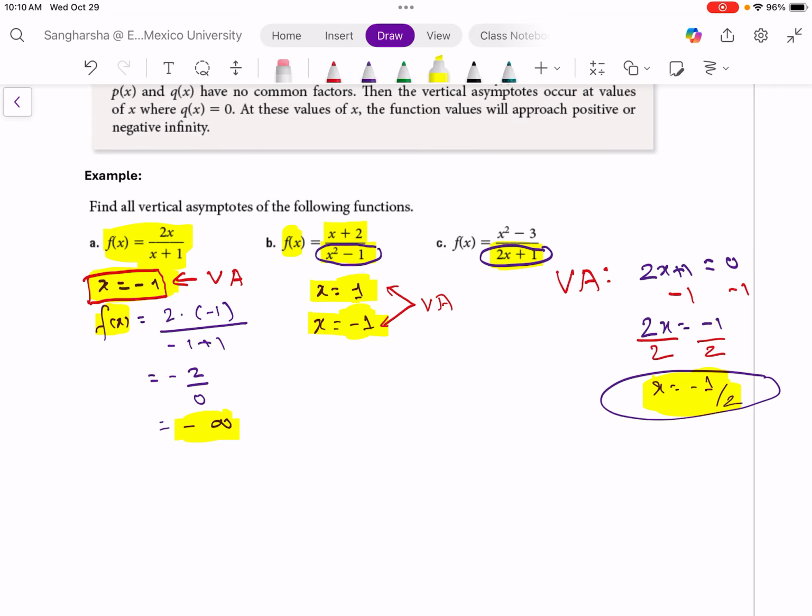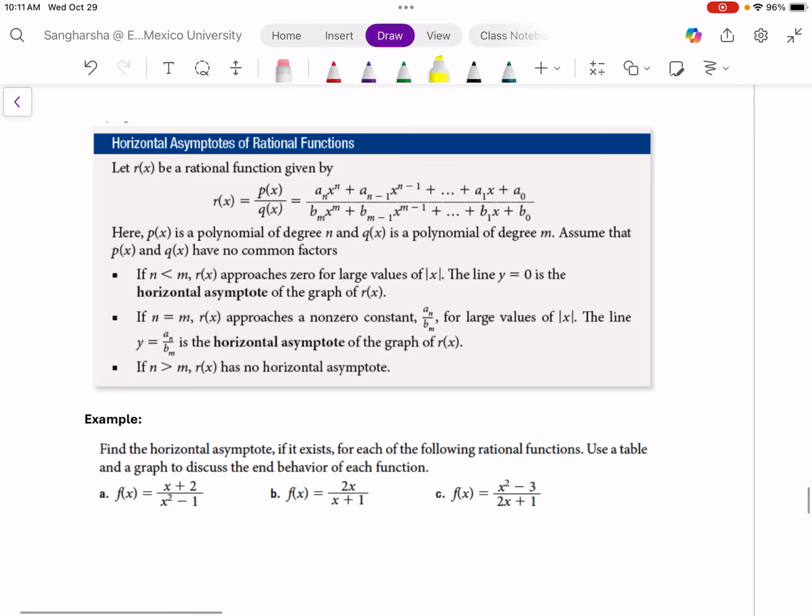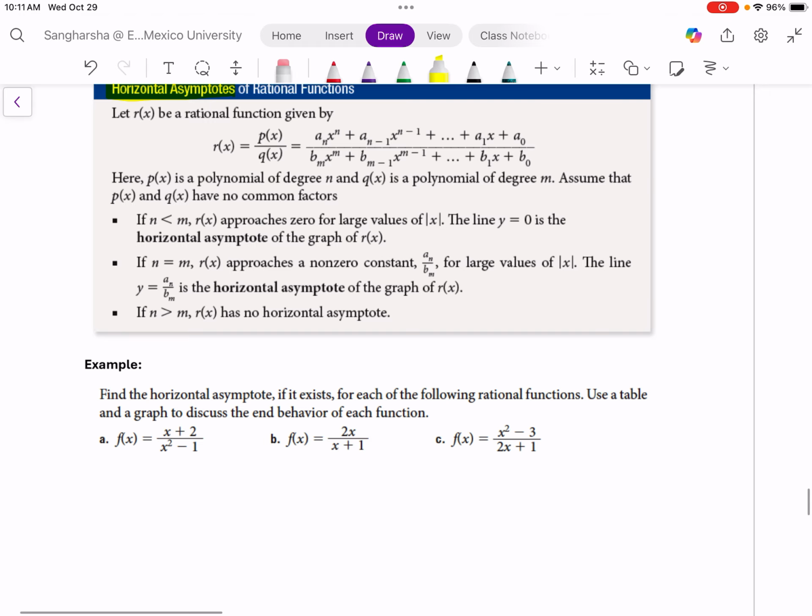You find a number that makes the denominator equal to 0, and x equals that number is a vertical asymptote. When we have a vertical asymptote, our function is not defined, and we use a vertical line to represent that point on the x-axis. So a vertical asymptote is the point where our function is not defined. Next, here we have the horizontal asymptote. It's a horizontal line.